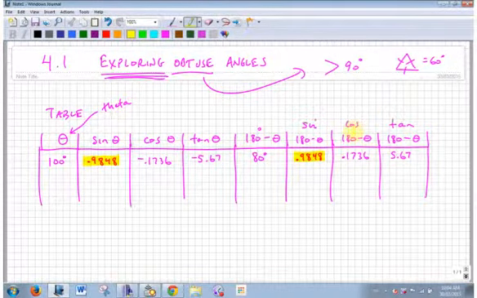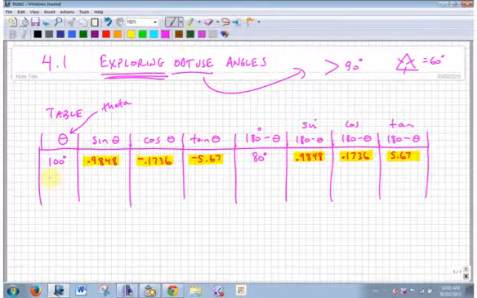So that was the same. Now, you can't say that for cosine, can you? But the numbers are the same. It's just the sign was different, isn't it? This was minus 0.1736. This was the same number, but now it's positive. And did the same thing happen for tangent? Negative 5.67. When I take 180 minus that angle, it's positive 5.67.